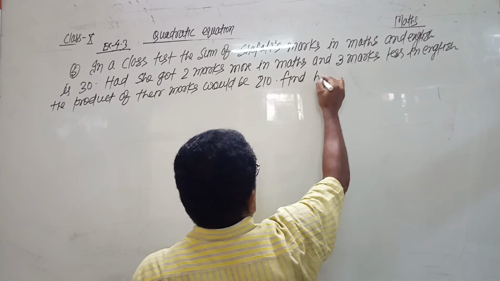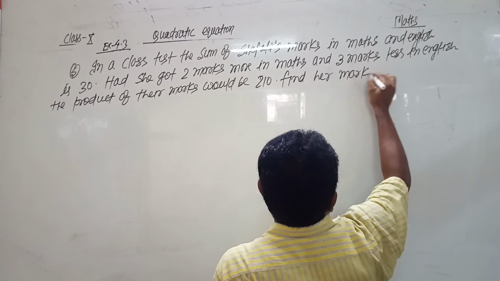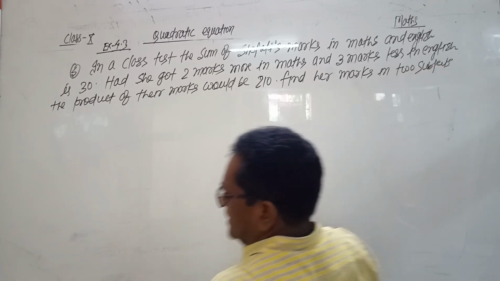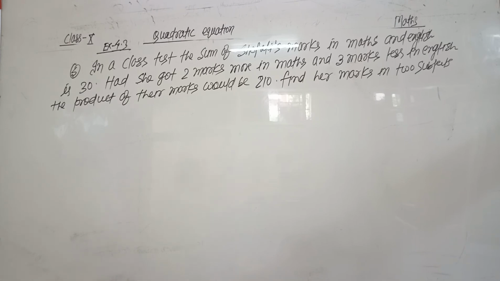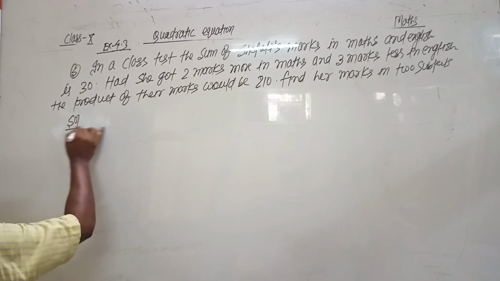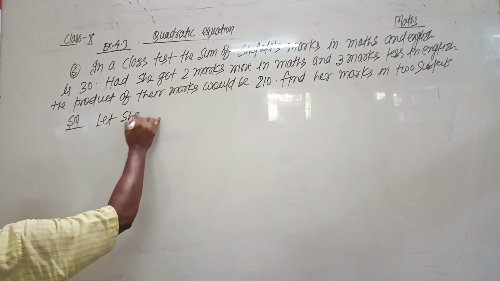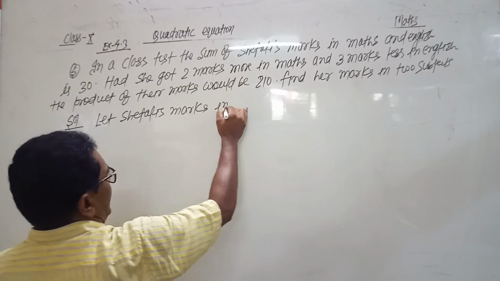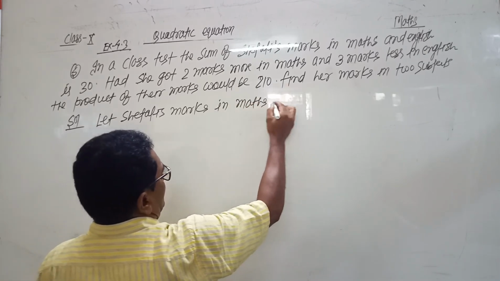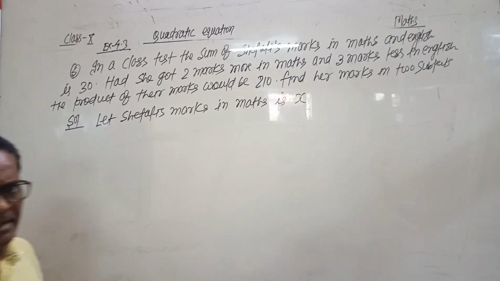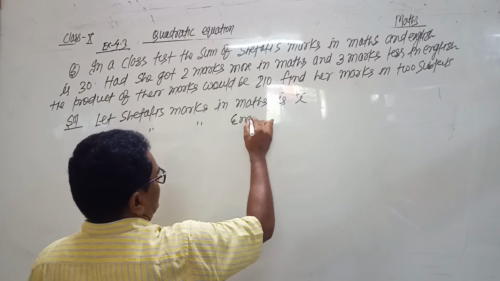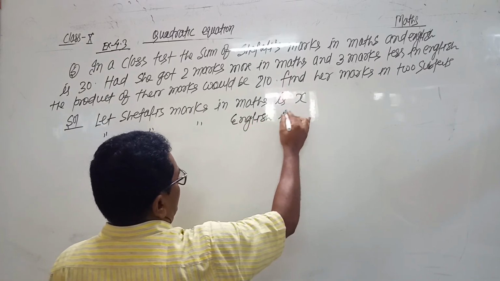Find her marks in 2 subjects, means in mathematics and English. We have to find her marks. So let Shefali's marks in maths be X. She got X marks in mathematics and in English the marks she got is Y.